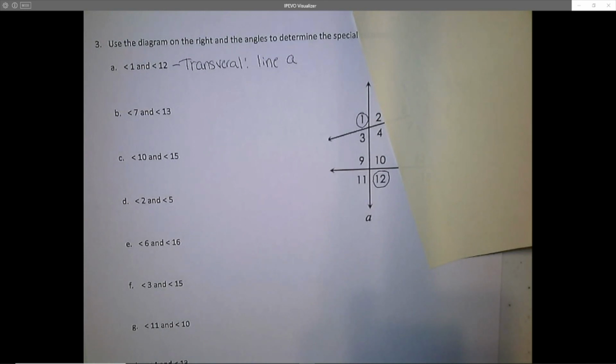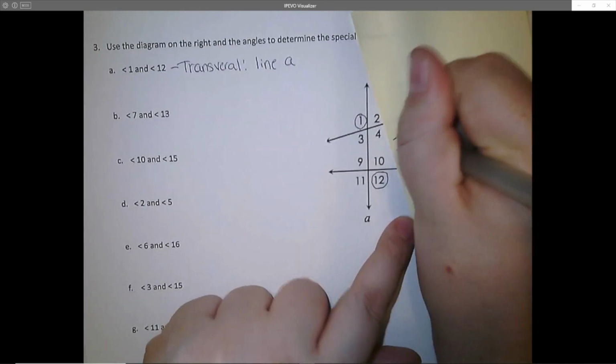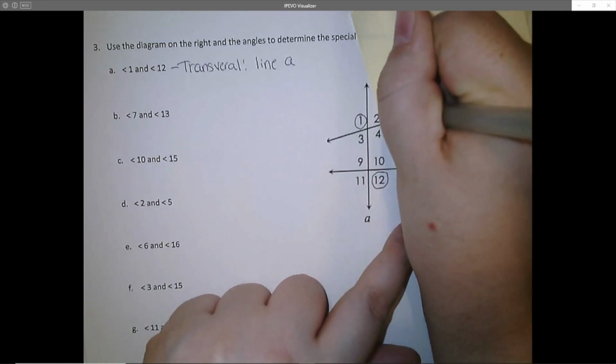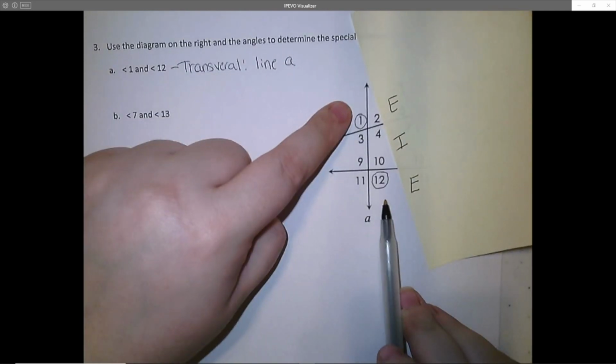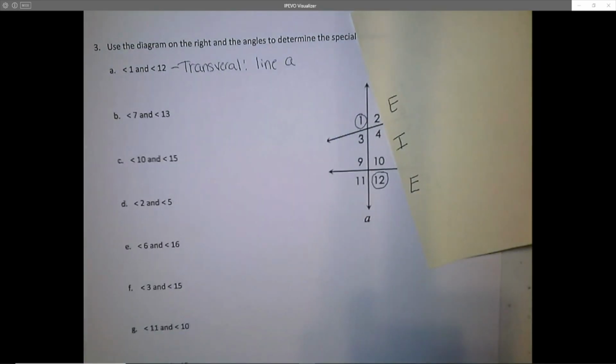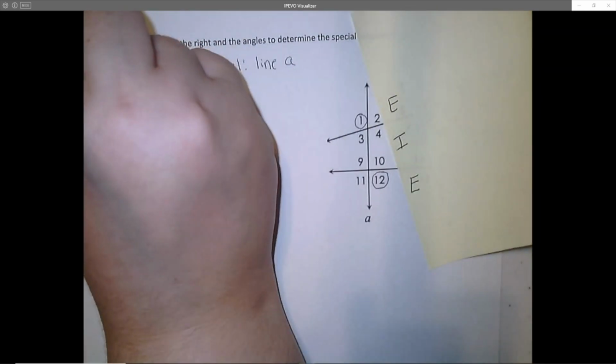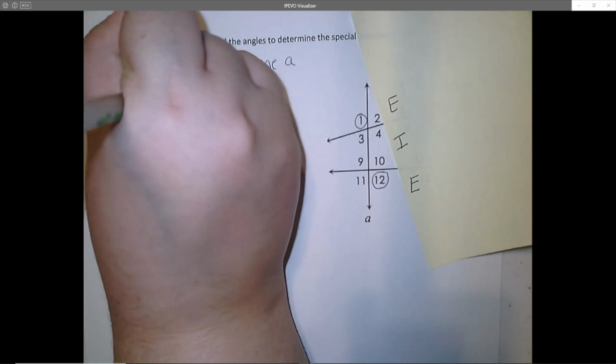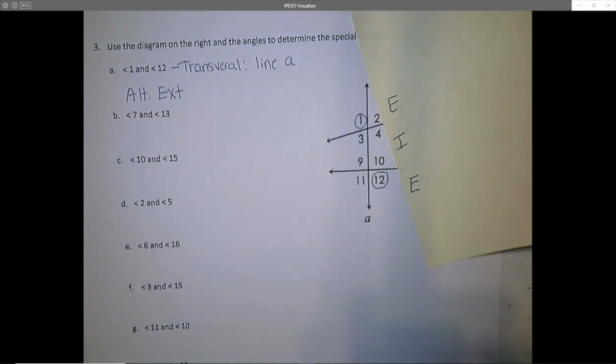Now here is my simple problem. Here's my interior, here's my exterior. 1 and 12 are both exterior, and if I connect with an X, they connect. This makes 1 and 12 alternate exterior.